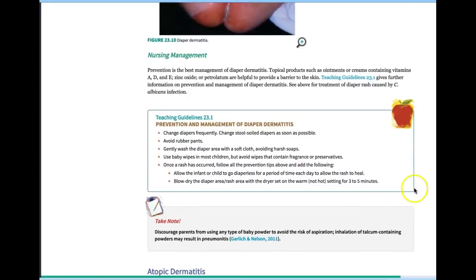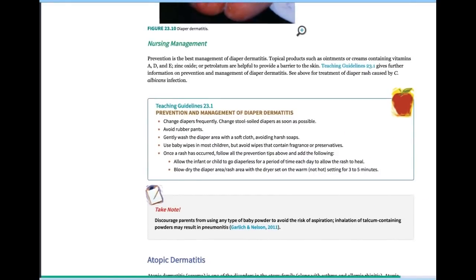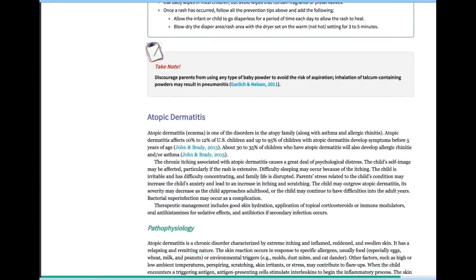All right, prevention of diaper dermatitis. These are good teaching points to use with your parents.